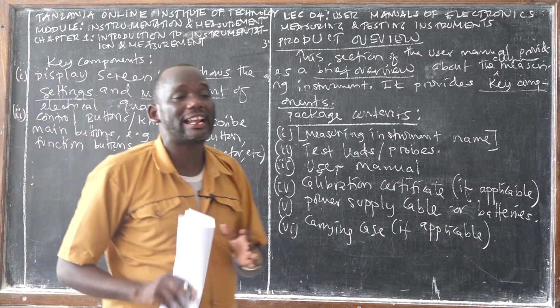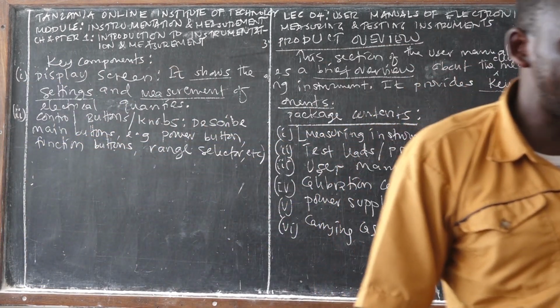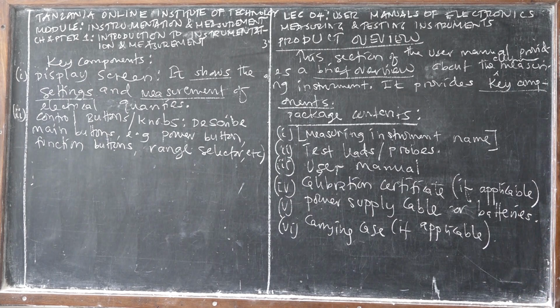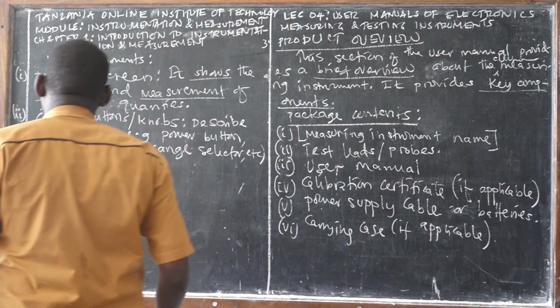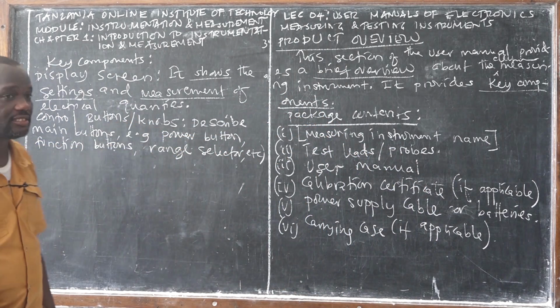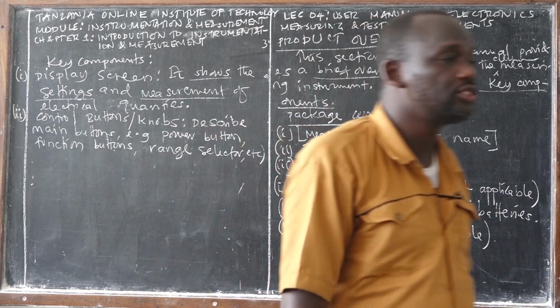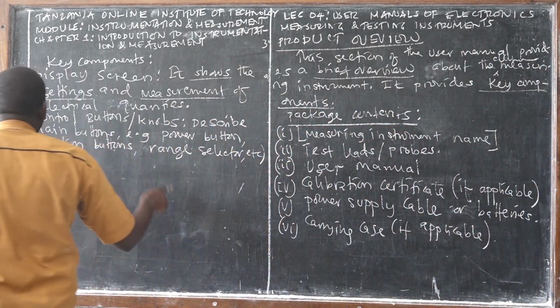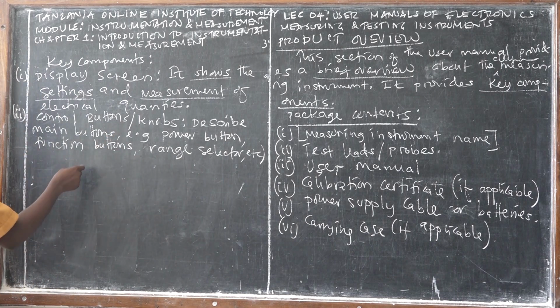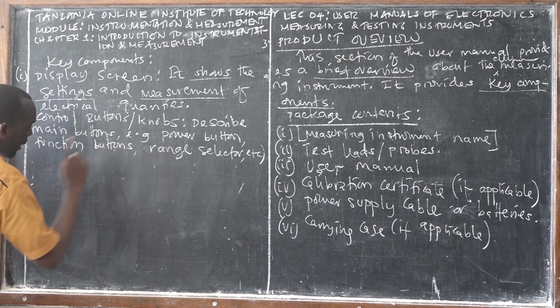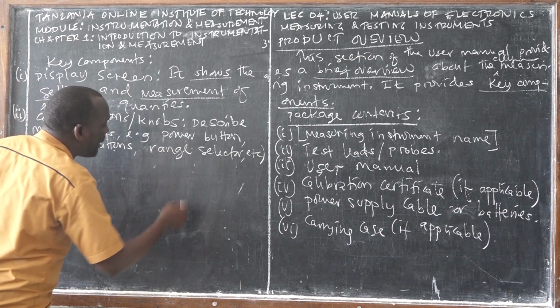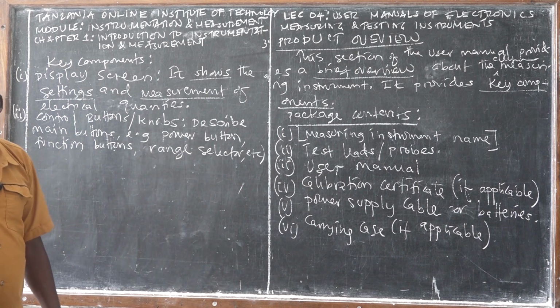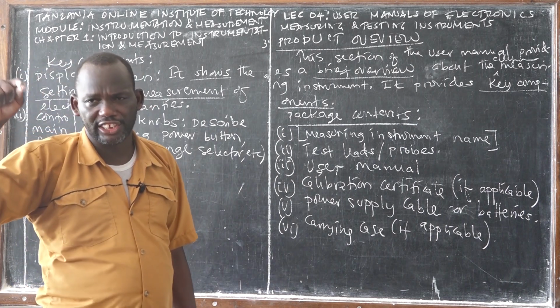Class, say control buttons. Again, say control knobs. Okay, so this is the second part. Control buttons, control knobs. When you say control buttons, this part describes the main buttons. Say main buttons. Example, power button. The power button is the button you are going to use to turn the measuring or the testing instrument on.